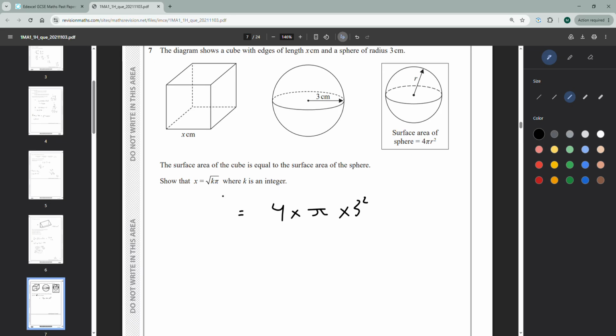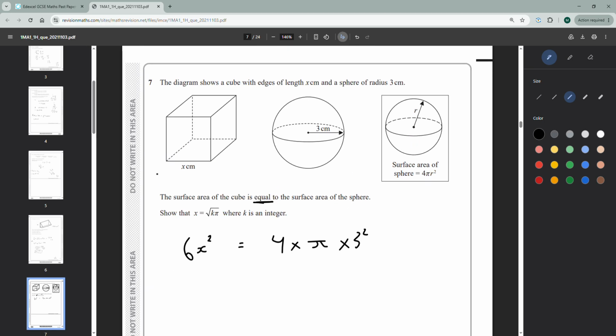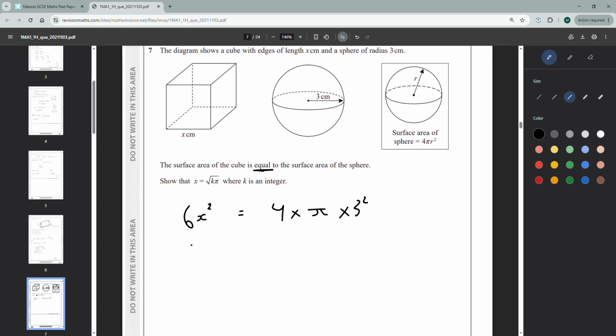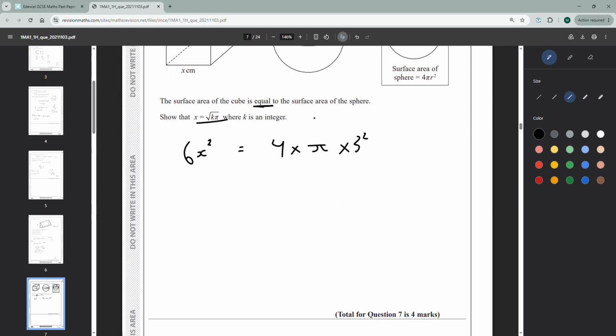Let's write equals, because it's equal to this surface area. So the surface area of the cube, there's 6 faces, we know that, and we're gonna square it, since it's the surface area. Alright, this is 6x squared, so I think once we just find out x through this, we're just gonna get this. It's pretty straightforward. It's 4 marks, so better than 3 or 2 or 1.